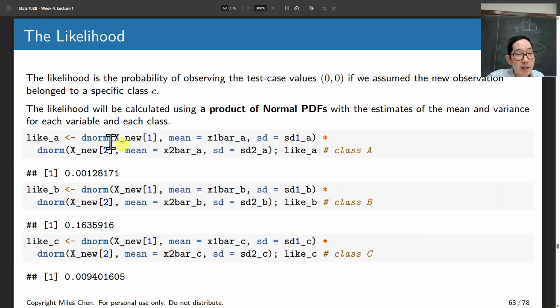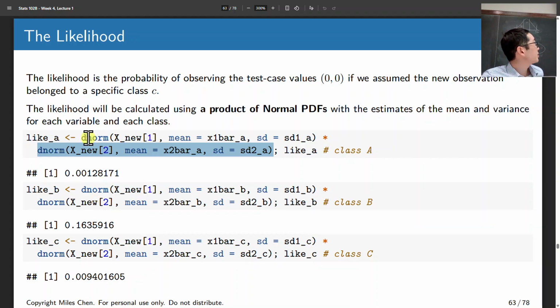Okay, so here, for the likelihood for A, I'm going to just ask for dnorm for x1. So dnorm of x1, I take my value, basically this is 0, and then I take the mean of x1 and the standard deviation of x1, and then I multiply it by dnorm for x2. Okay, and I do the same thing for class B and class C.